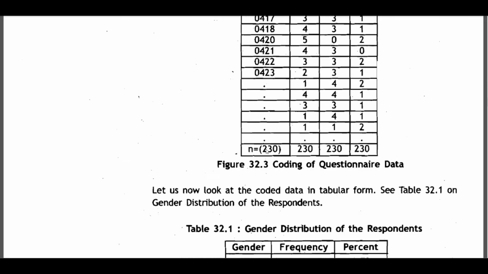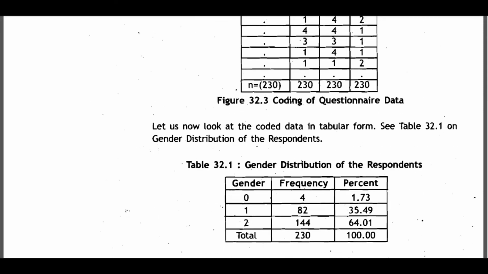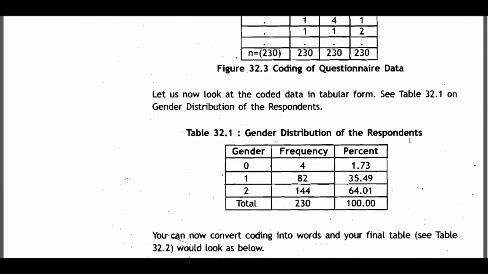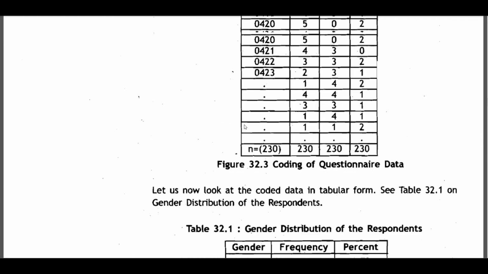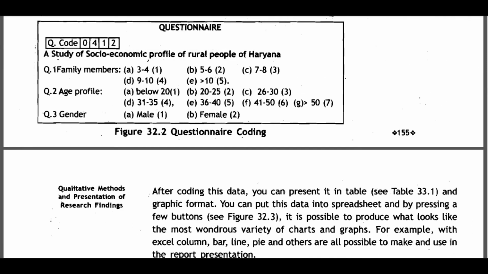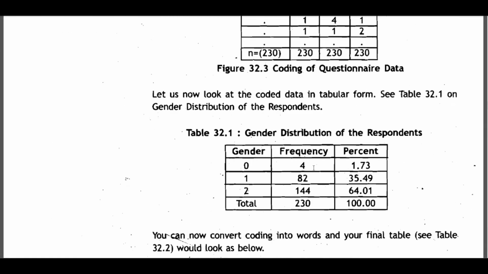So almost 230 data has been collected and coded from the questionnaire. Let us now look at the coded data in tabular form. Let's see the table and distribution, the gender distribution of the respondents. Gender frequency 1 is 73. 0, what is the respondent? 0 means not a respondent, maybe. And 1 responded, 82 frequency, and gender 2, that is female, is 64%, like that.